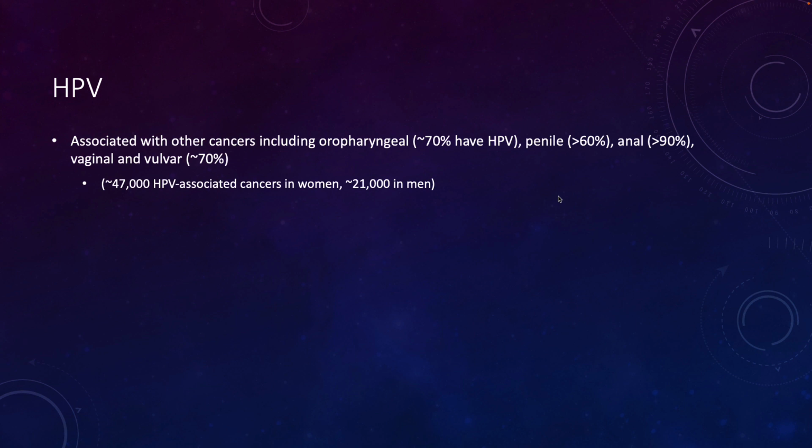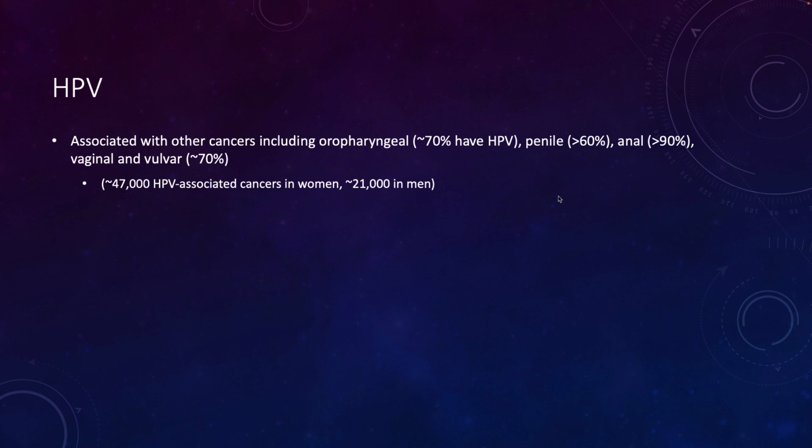HPV is associated with other cancers as well, including oropharyngeal cancers. Approximately 70% of oropharyngeal cancers are positive for HPV. Greater than 60% of penile cancers, 90% of anal cancers, and 70% of vaginal or vulvar cancers. So this is a very, very potent oncogenic virus.